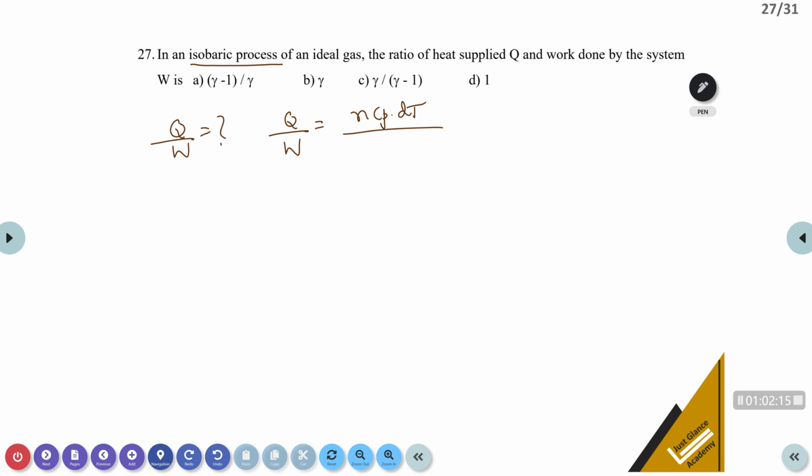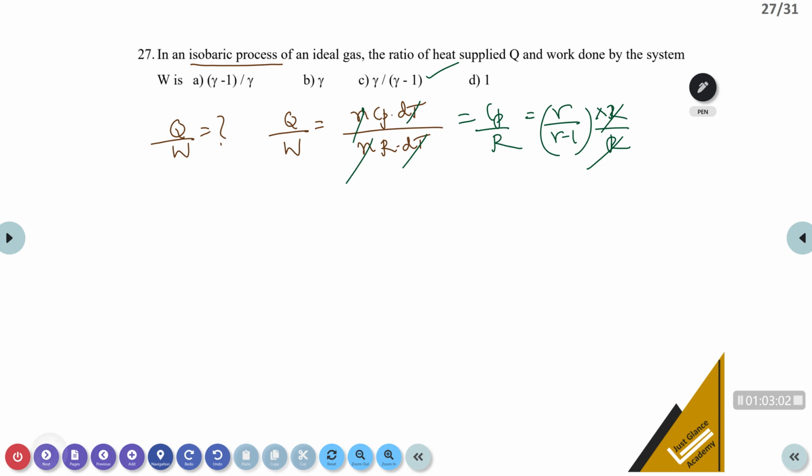dT. I have given the chart also, go through the chart, very important. And work done equals n R dT. So this n gets cancelled. This is equal to Cp divided by R. What is Cp? We know that Cp is gamma divided by gamma minus 1 into R, divided by R. This gets cancelled. So this is the right choice, because it is an isobaric process. Isobaric means pressure is constant.